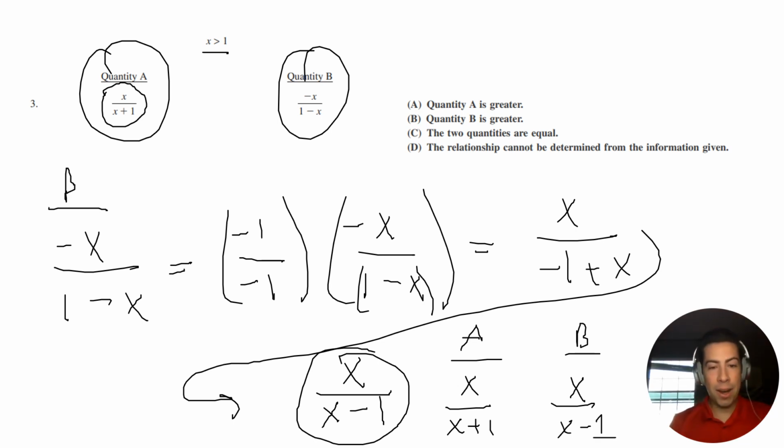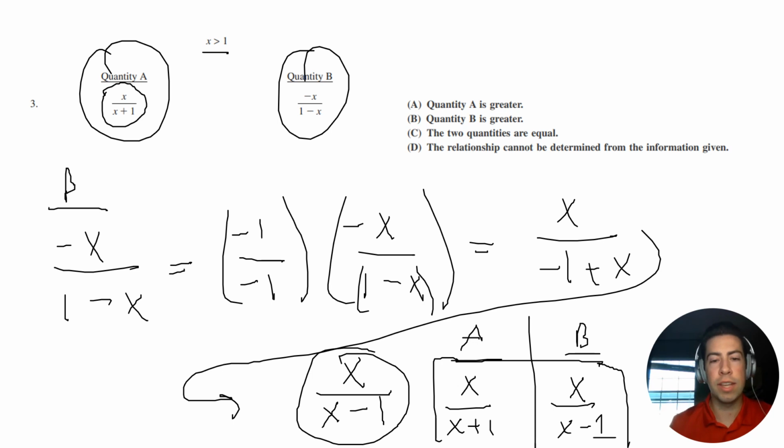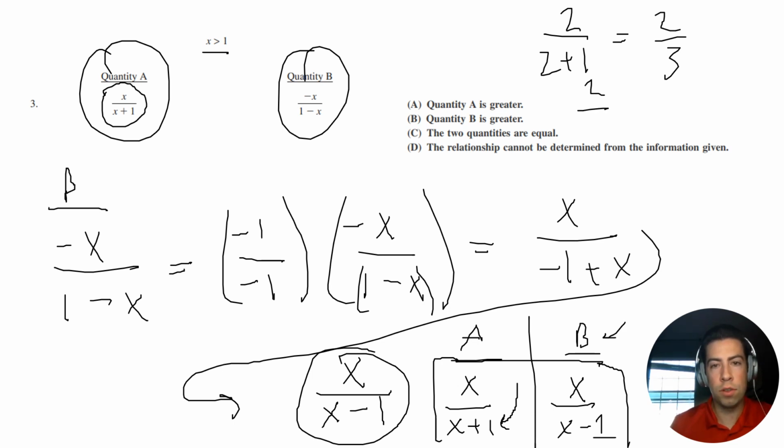All right, guys, so now it should be pretty easy to look at these two functions and say, I wonder which one's going to be greater in every single case. For A, we're adding 1 to x. So what does that mean? Let's say x is 2. Then I'm going to have 2 over 2 plus 1, which is 2/3. Now if I plug it into B, it's going to be 2 over 2 minus 1, so I'm going to get 2 over 1.